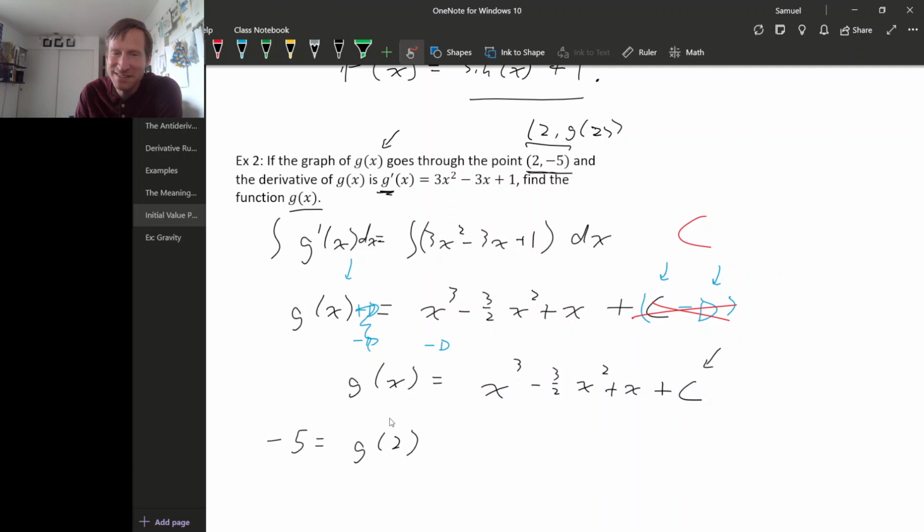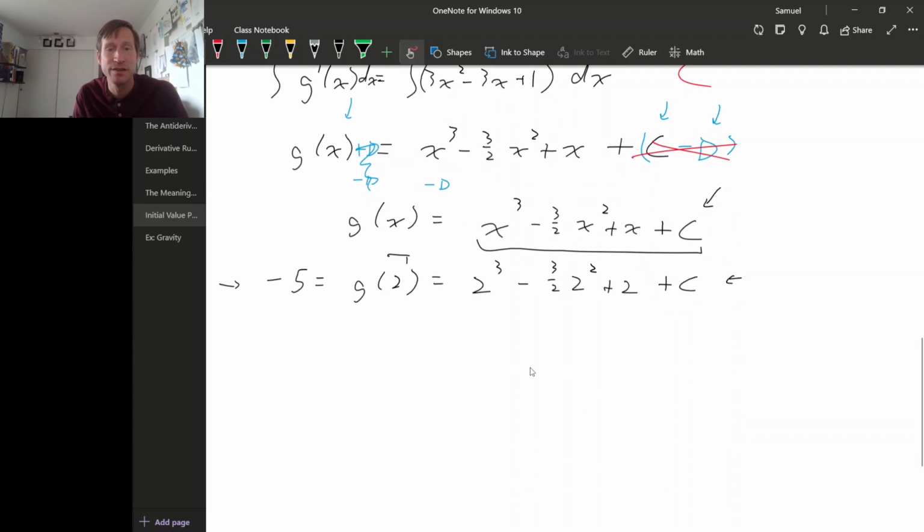But now, just like in our last example, now that we know that minus 5 is g of 2, we can take this x value and plug it into our formula over here. So we get 2 cubed minus 3 halves 2 squared plus 2 plus c. And now we have an equation that we can use to solve for c. So we get minus 5 equals, let's see, 8 minus, 3 over 2 times 2 squared, that's 6, plus 2 plus c. So this is going to be, 10 minus 6 is 4, so minus 5 equals 4 plus c. And so c is minus 9.